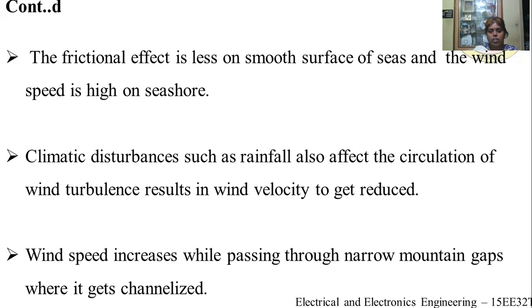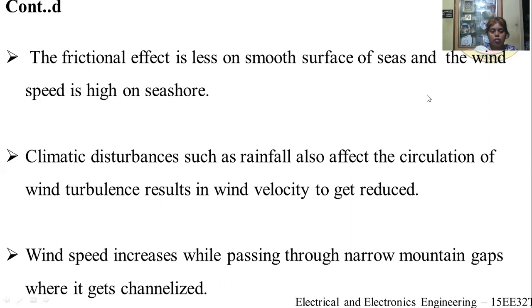The third factor is the frictional effect is less on the smooth surface of seas, and the wind speed is high on the seashore. That is, the frictional effect on the wind is less on the smooth surface of the sea, and the wind speed is high on the seashore. This is also one of the causes or factors.